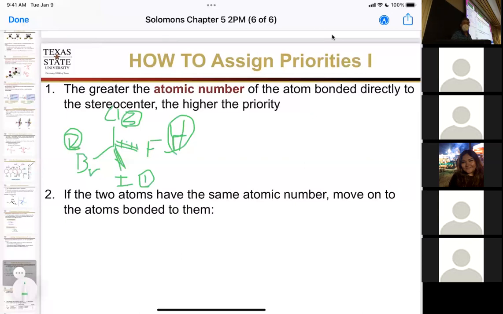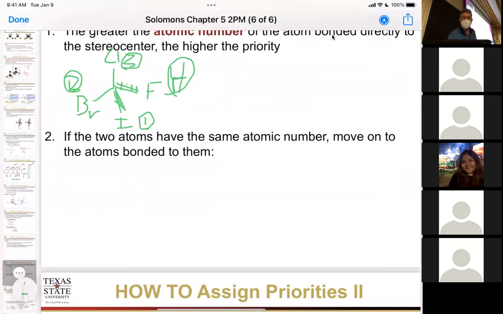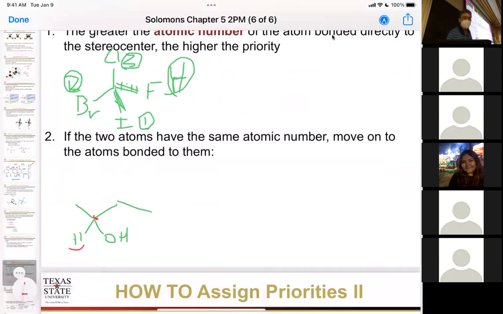If you have the same atomic number, you keep moving on until there is something different. So what that looks like is with this one. If we're starting at our stereocenter here, we have an H and an OH, so those are done. And we have a carbon and a carbon. How can we differentiate those 2 carbons? Well, if we look at this carbon here, what's attached to it? This carbon has a hydrogen and a hydrogen attached to it.